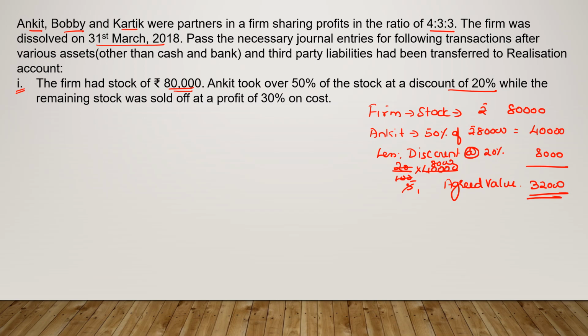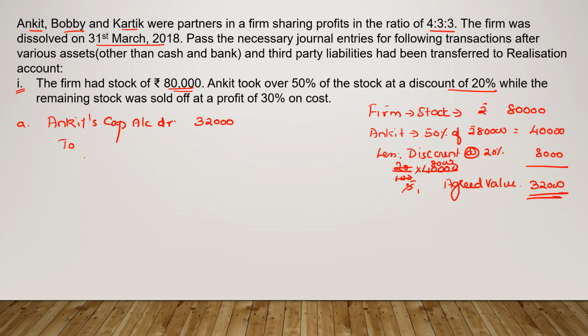So when any particular asset is taken over by a partner, we debit the partner's capital. Whenever anything is given to a partner, we credit the capital account of that partner. But when an asset is taken over, he's taking over an asset. So we will be debiting the partner's capital. So the journal entry for this would be Ankit's capital account debit. Now here, the agreed value would be the value which would be debited.